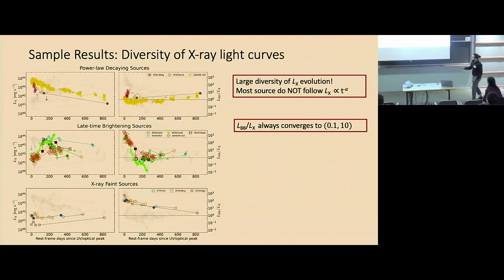So in terms of the entire sample, we have at least these three types of X-ray evolution. A few sources show this power law decaying evolution. Most of the sources show this late-time rebrightening. And a few sources show this faint and constant evolution. So there's a large diversity in X-ray evolution. Most of the sources do not follow a power law decay. And there seems to be a convergence of L_BB over L_X at late times to values around unity. So in all the sources at late times, they show the same range of values.